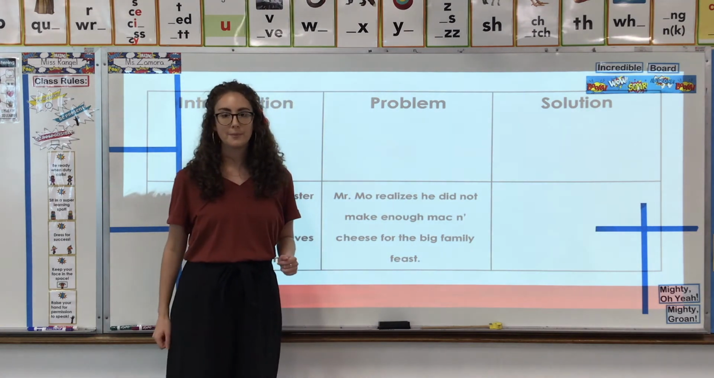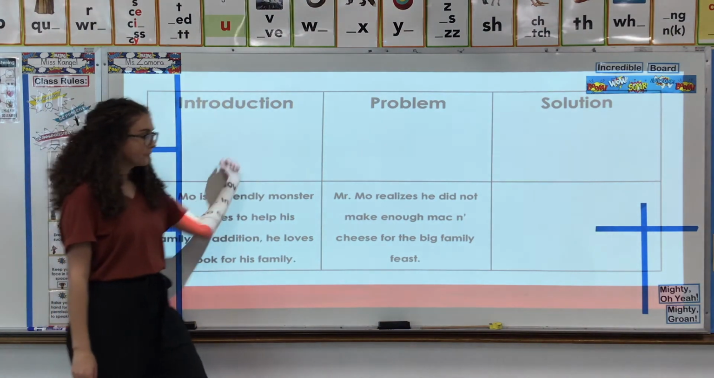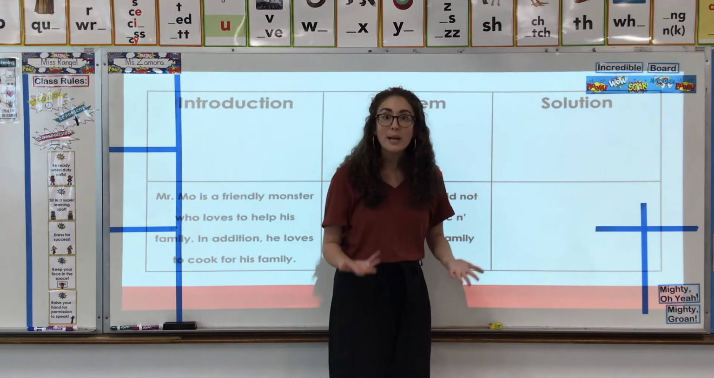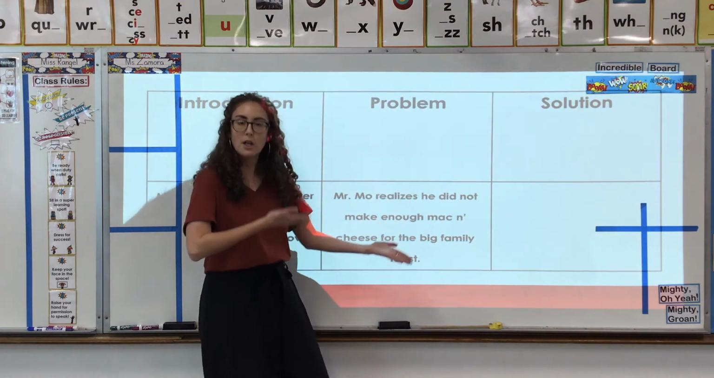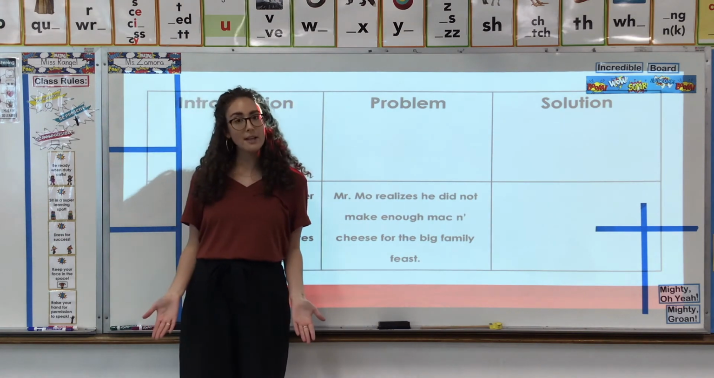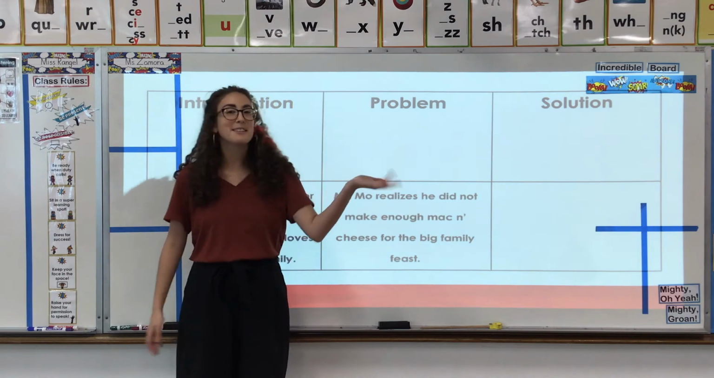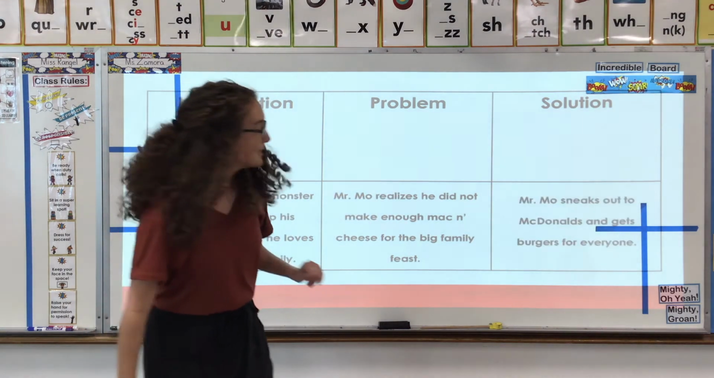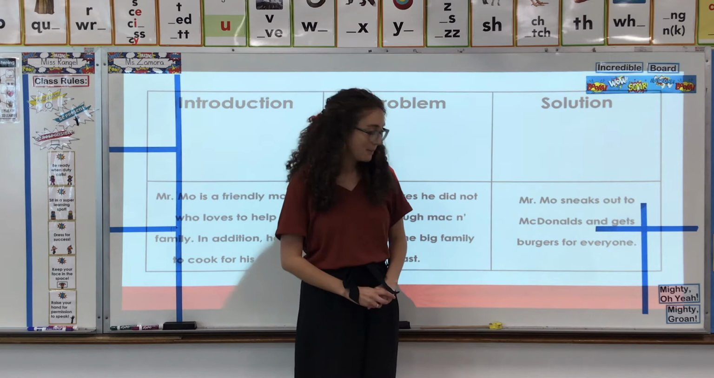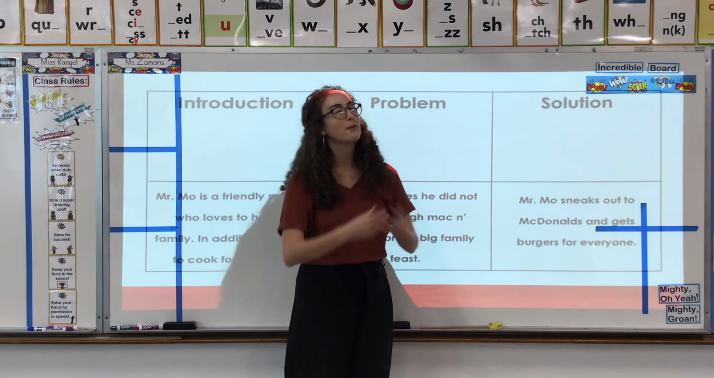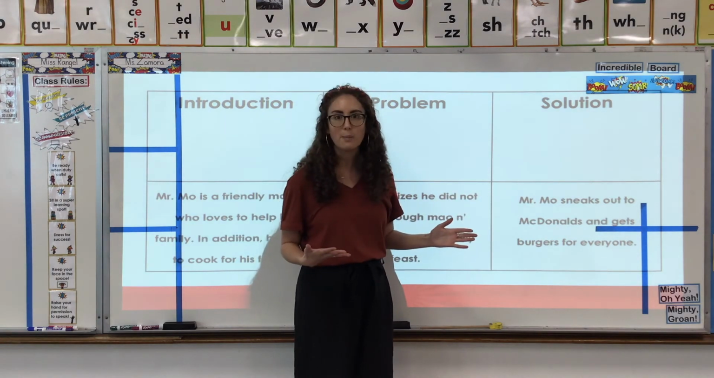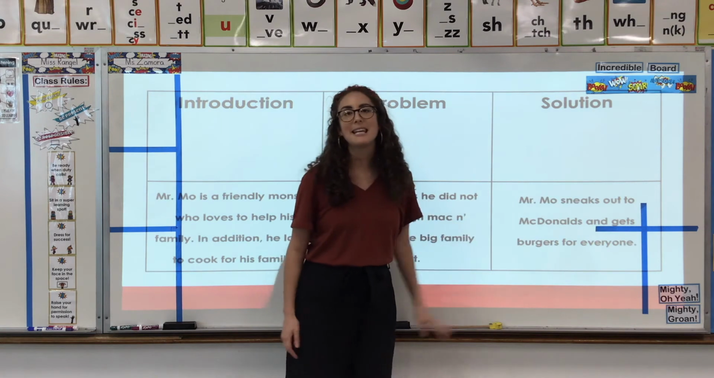So we've got introduction, we've got the problem, and then what about the solution? You get to decide how your character solves this problem. So, knowing that Mr. Mo didn't have enough food, I decided the solution was going to be fun, and he was going to solve it by Mr. Mo sneaks out to McDonald's and gets burgers for everyone. That is how Mr. Mo is able to overcome his problem and get enough food by sneaking out to McDonald's.